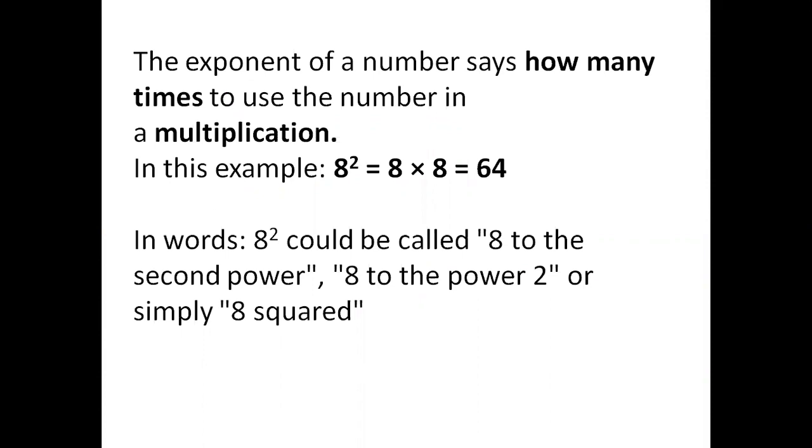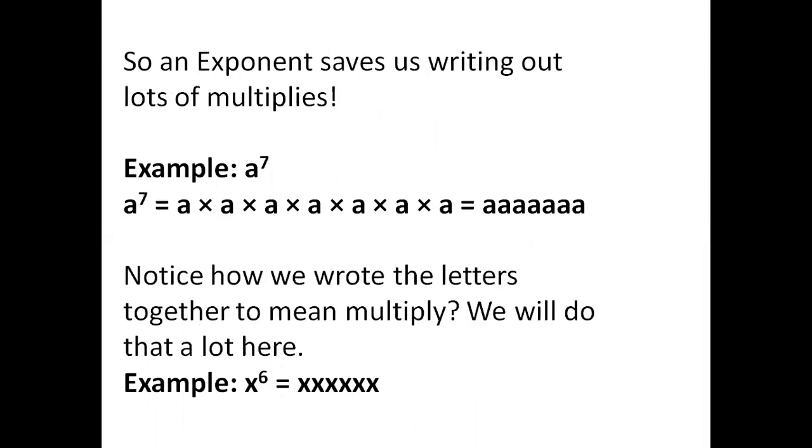Example, 8 raised to the power 2. Here 8 is multiplied 2 times, that is 8 times 8 is 64. So 8 raised to the power 2 could be called 8 to the second power, or 8 to the power 2, or simply 8 squared. So an exponent saves us writing out lots of multipliers.